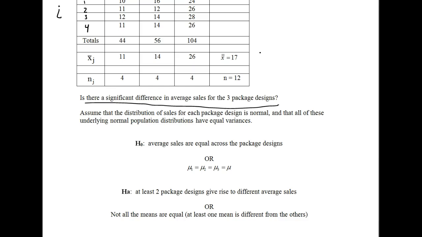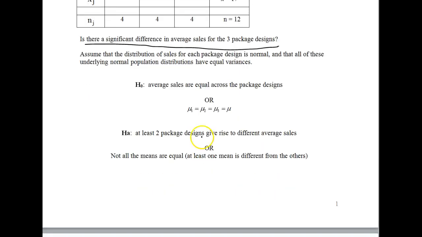Okay? And so then the complement to that, the HA, the alternative hypothesis, is saying at least 2 package designs give rise to different average sales. Or not all the means are equal. At least one mean is different from the others. And that second portion, the parentheses portion, I think is the easiest way to think about it. So H0 is they're all equal, and HA is, well, at least one is not equal to the rest. Okay, so that's the way to think about it.